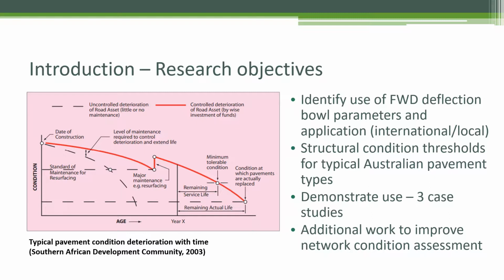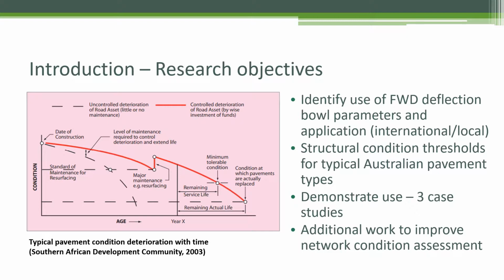It is with this in mind that the following research objectives were set for the study: to identify how FWD deflection bowl parameters are used and which are most applicable to Australia, to provide preliminary structural condition thresholds for typical Australian pavement types, to use the selected parameters and identify condition levels on 3 different projects in Australia. Note that this was carried out as a network level assessment, so it does not include a high level of detail. The final objective was to identify additional work that was to be carried out to improve network assessment of the structural condition of pavements.